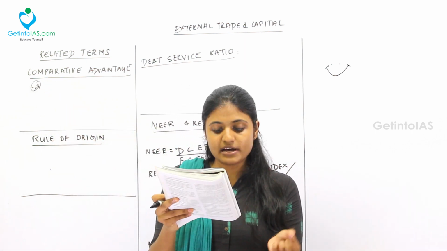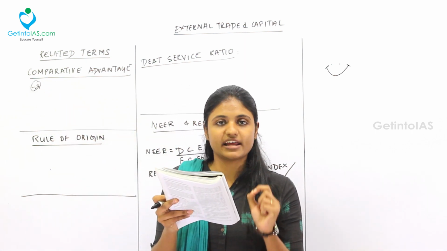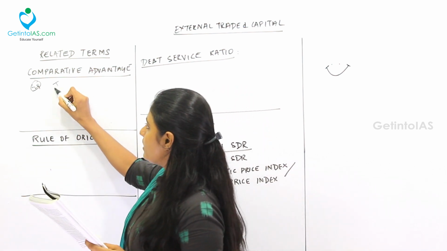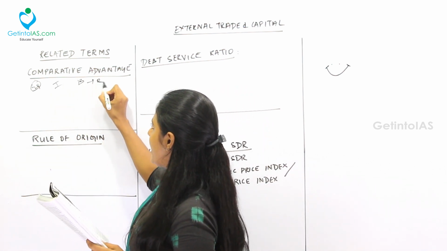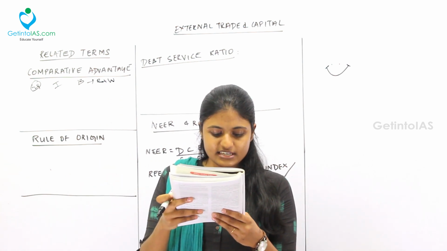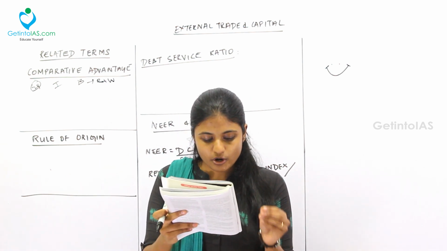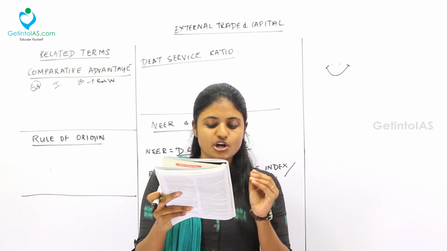See here, assume that India and Bangladesh produce rice and wheat. Okay, so India and Bangladesh produce what? Rice and wheat. Okay, so for this, in India, the cost of production of 1 kg of rice is 25 rupees.